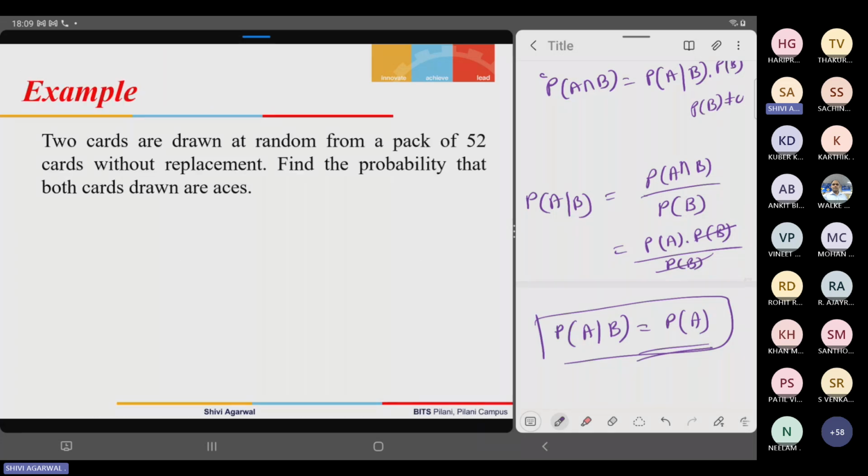Now we are going for an example. Two cards are drawn at random from a pack of 52 cards without replacement. Without replacement means what? We are taking first and then second.